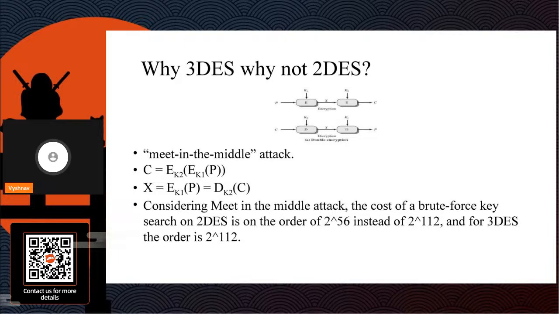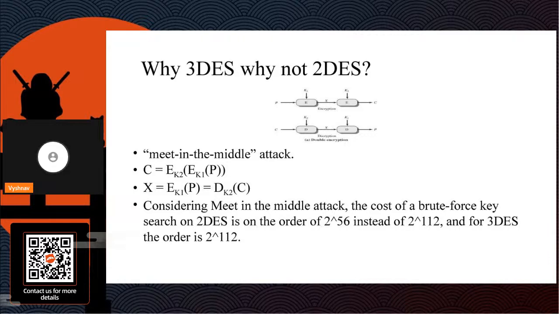So why do we need 3DES? Why not 2DES? The strength of DES is 2 power 56, as we discussed. So 2DES should become 2 power 112, right? But there is an issue here: the meet in the middle attack.